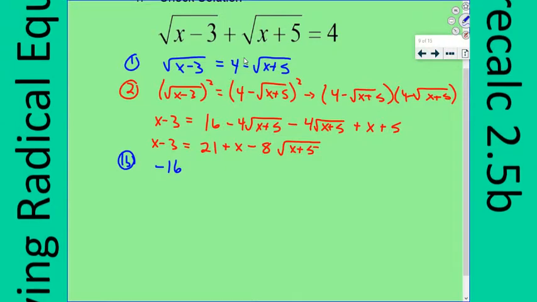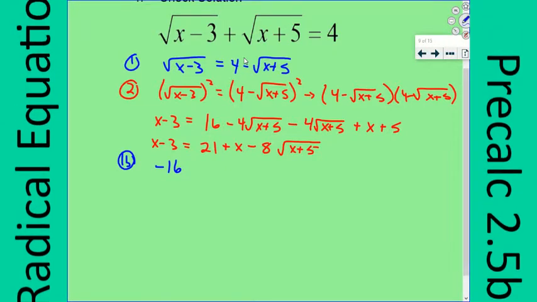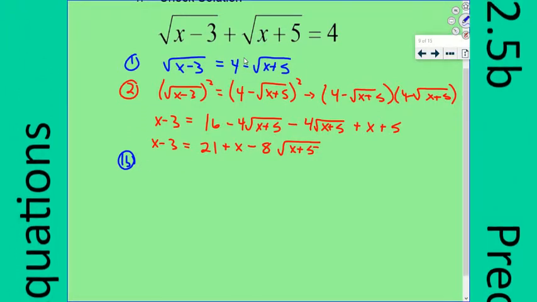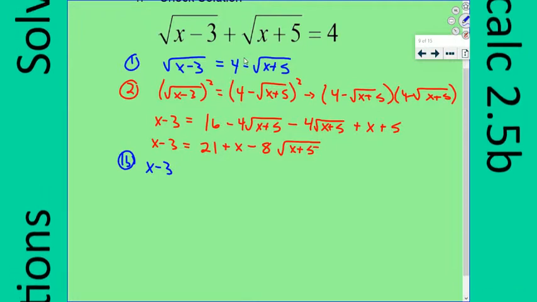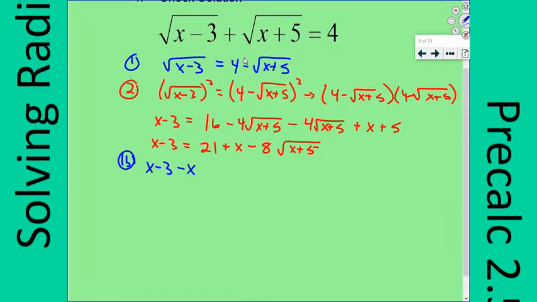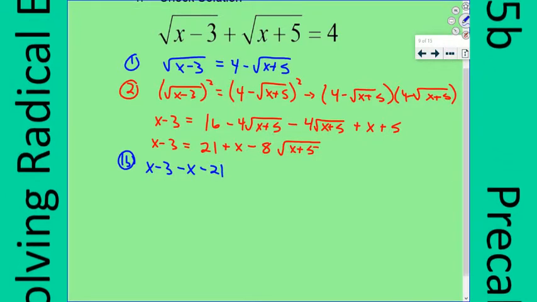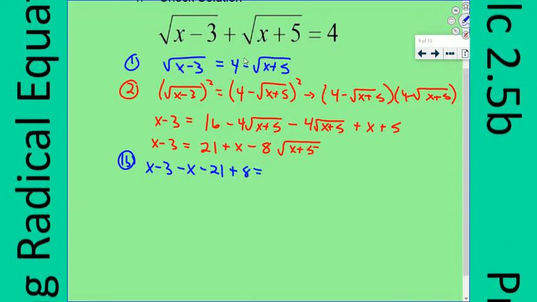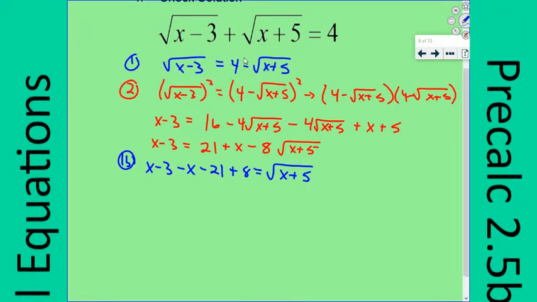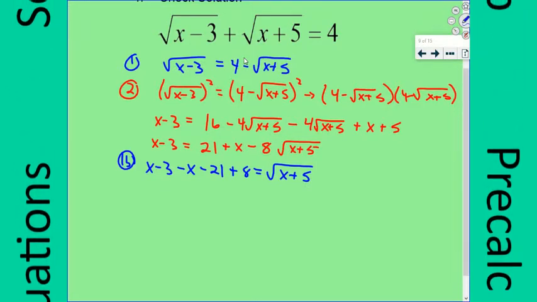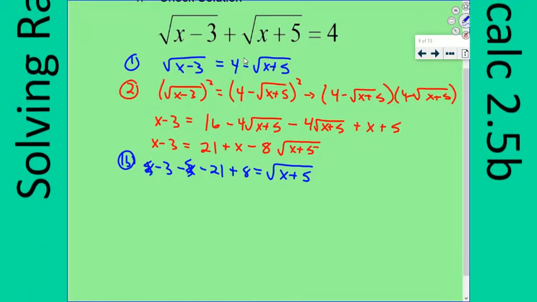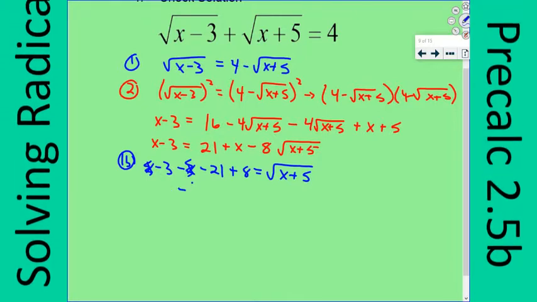Right? I think. Come on, brain. Yeah. Write it out. When in doubt, write it out. x minus 3 minus x minus 21 plus 8 equals the square root of x plus 5. Okay, so then we have our x's. These are going to go away. x's go away. Negative 3 minus 21 is negative 24. Negative 24 plus 8 is negative 16.